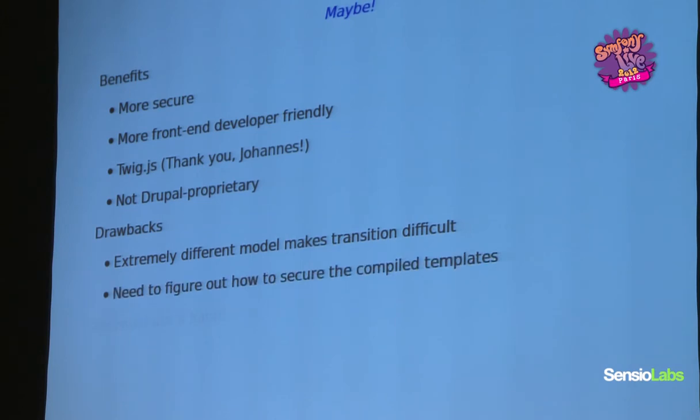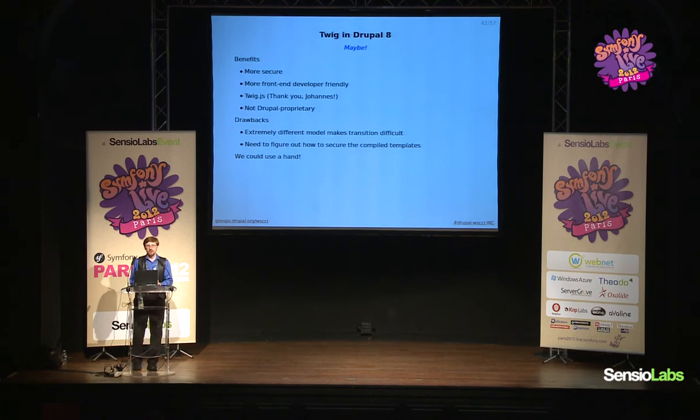And we also need to figure out how to secure the compiled templates, because Symfony is built on the assumption that if you're doing serious work on it, you have command line access. Drupal is built on the assumption that we support people who do not have command line access. This makes generating PHP code somewhat more of a challenge to do securely. So we're still working on both of these. We'd like to be able to switch to Twig, but we could use a hand making this work. So if you're a Twig expert, please talk to me. We could use your help.